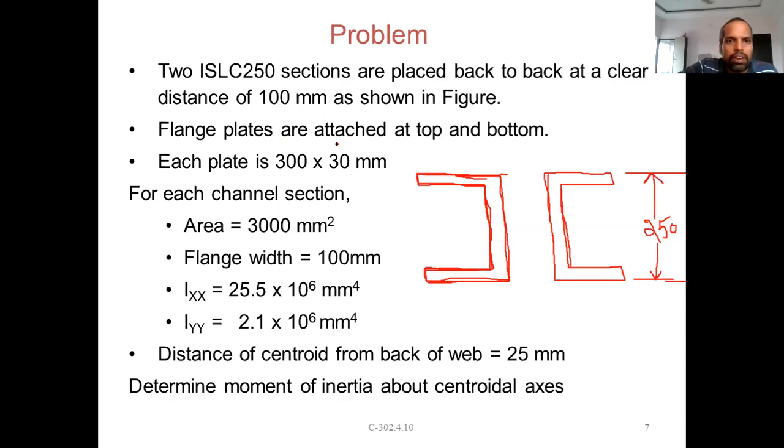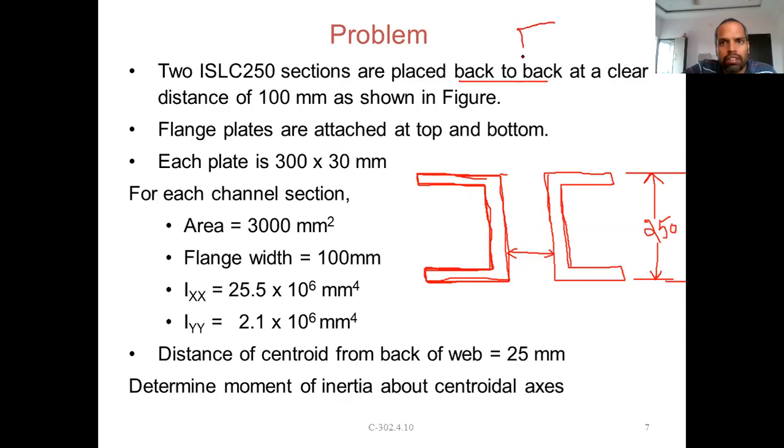Right. So flange plates are attached at top and bottom. So two plates, of course. What is the distance between these two? The distance between these two is given, back to back. This is the back of your channel. Back to back means the two are back like this. If the position is like this, it is called back to back.